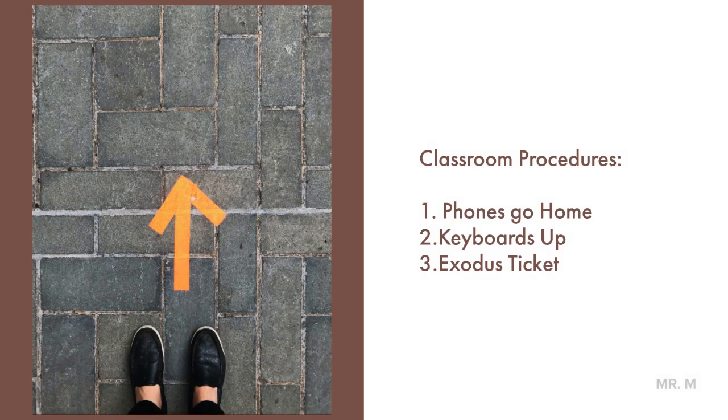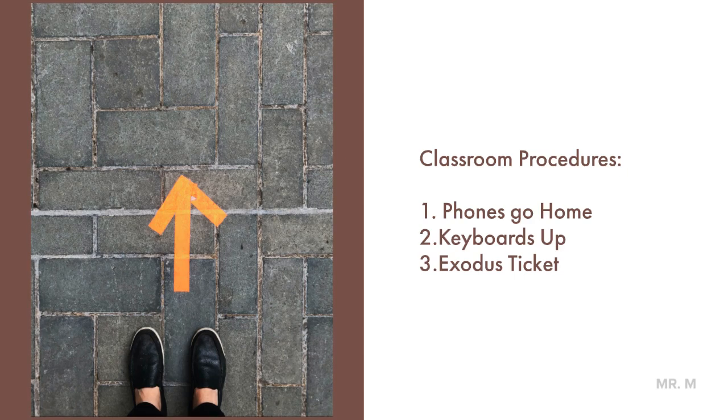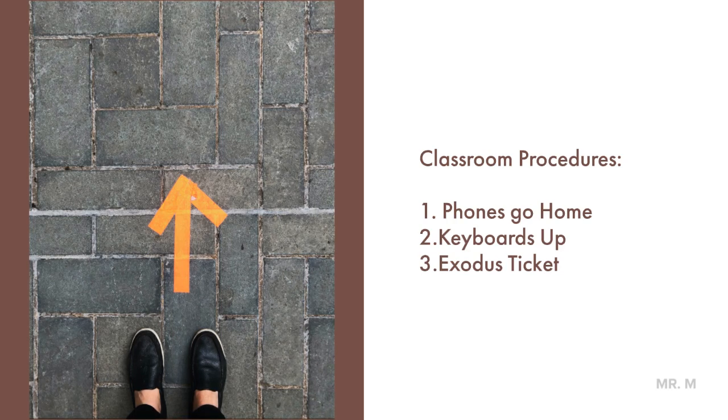The three classroom procedures I'm introducing are phones go home, which is a way for students to put their phones in a cubby, which will count towards their attendance, and I'll have phone chargers there as well. Keyboards up: each student has a Surface, and so they flip their keyboards up, which closes their screen and makes sure their attention is forward on me. And an Exodus ticket, which is our version of an exit ticket, where we will use technology for students to fill that out, and a good way to wrap up each day's lesson.